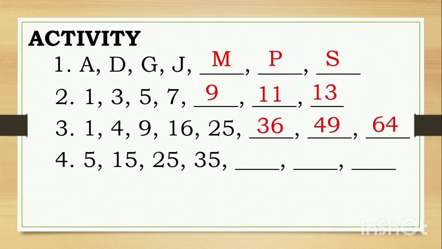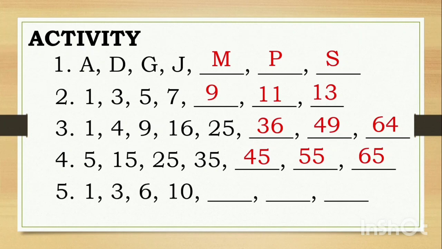Number 4, we have 5, 15, 25, and 35. What do you think are the next numbers? So we have 45, 55, and 65. What is the pattern? We will just add 10 to the previous number. So 5 plus 10, 15 plus 10, 25 plus 10, 35 plus 10, 45, and so on and so forth.